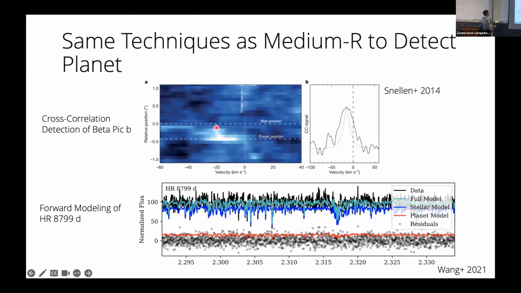You can see that using a planet template, the star completely disappears in the cross correlation, and only when you cross correlate at the location of the planet do you get a peak in the cross correlation. The Doppler shift from zero allows us to measure the velocity of the planet, and measuring the width of this cross correlation signal allows us to measure the spin speed of the planet. So this is the first time we were able to measure the spin speed of a directly imaged planet.